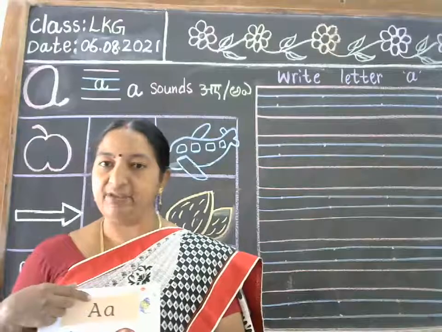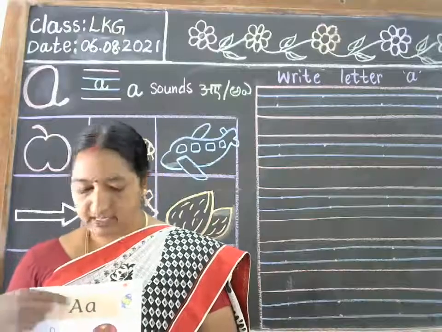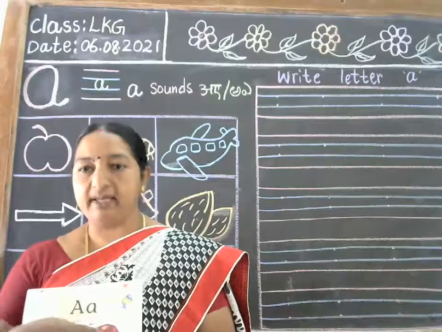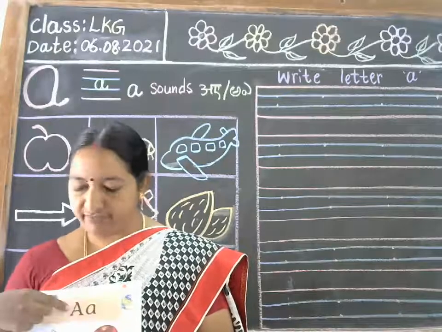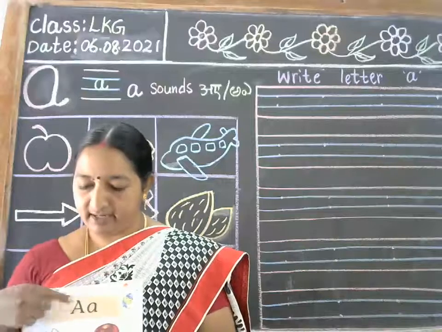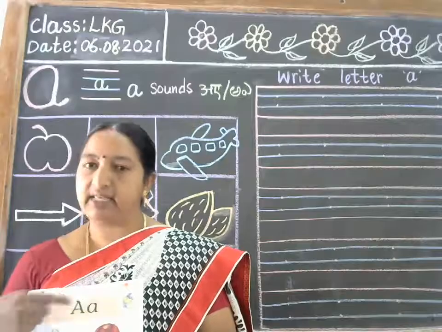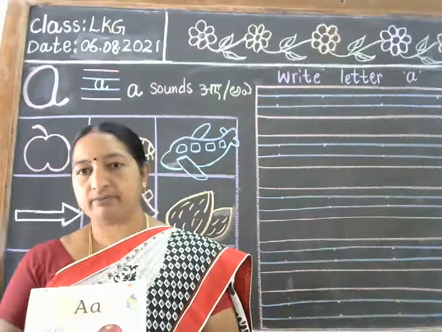A for ant. A for apple. A for aeroplane. A for axe. A for arrow.